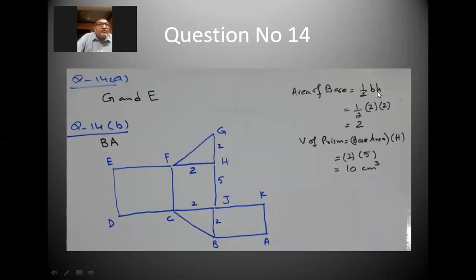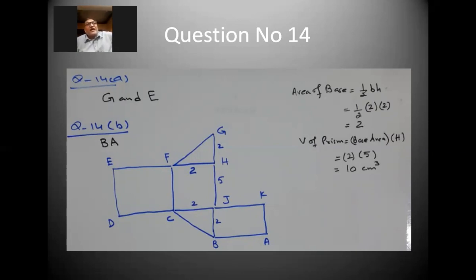So area of the base will be 1/2 base into height. So it will be 1/2 into 2 into 2 to cancel. So the base area is 2. Volume of the prism is base area multiplied by height of the prism. And remember, the height of the prism means the distance between one base and the other base.